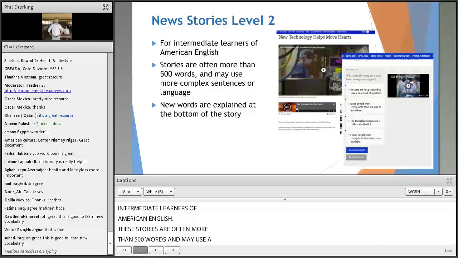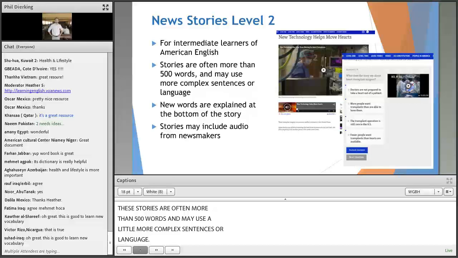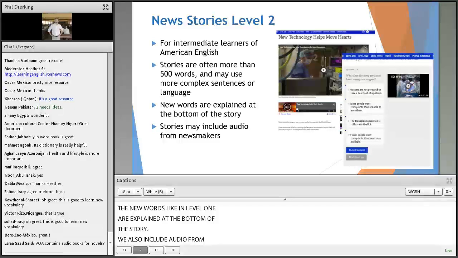The new words, like in level 1, are explained at the bottom of the story, but we also include audio from newsmakers, and so you will hear the writers reading the story in our audio clips, and they may also include clips from interviews done for the stories, which make great listening tools.